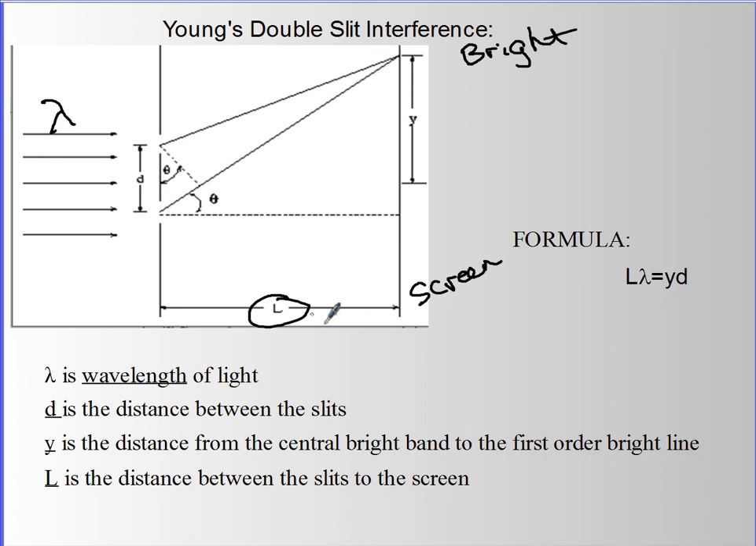So L is the distance between the slit and the screen. Lambda is the wavelength of light coming in. And if you'll notice, these two are the ones that are horizontal. This is equal to d, the distance between the slits, times y, the distance between the center maximum and the bright band.